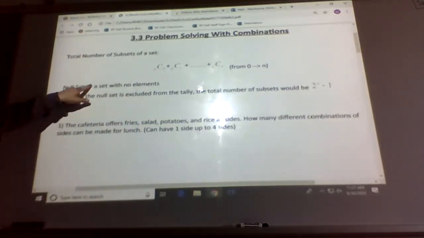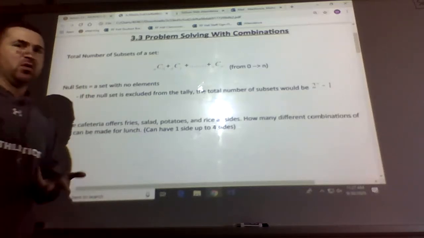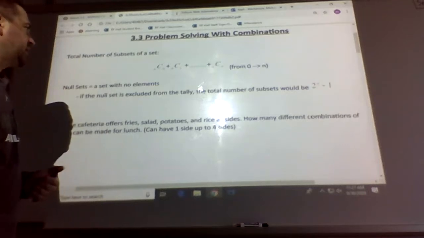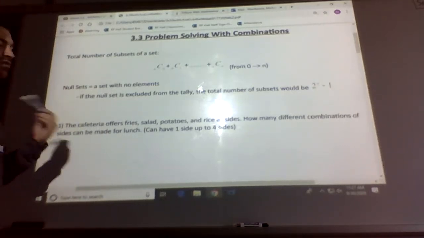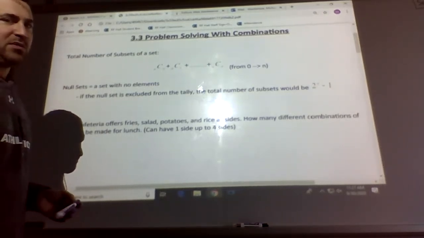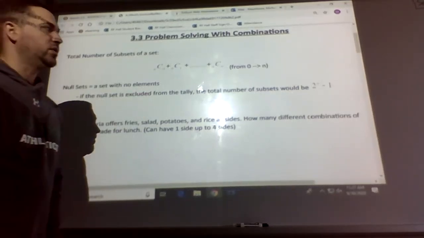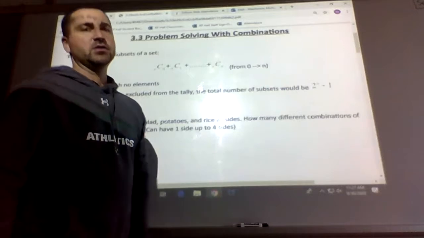There's something called a null set. It's a set with null elements, null being nothing, none. So a null set is a set with no elements. We'll go through that option. If the null set is excluded from the tally, the total number of subsets will be 2^n minus 1.